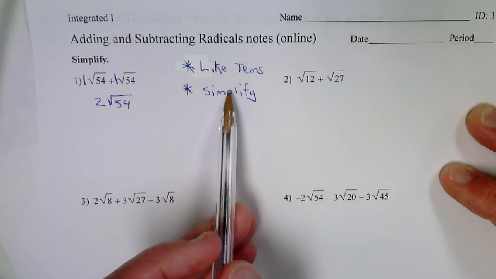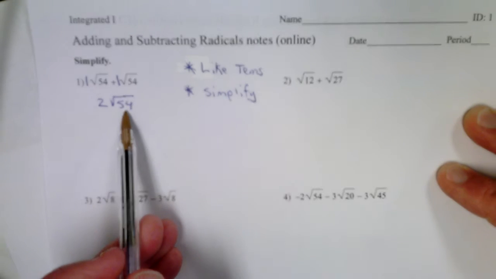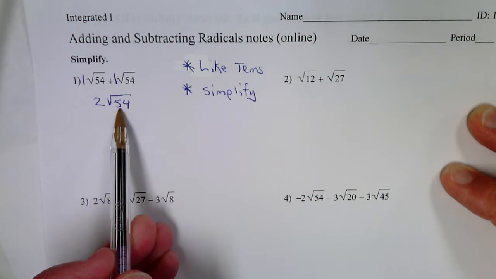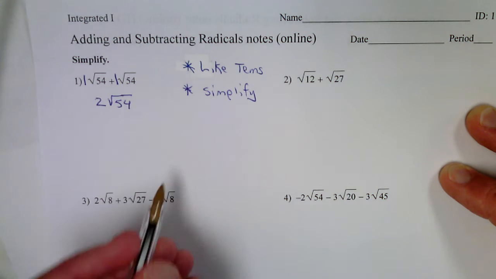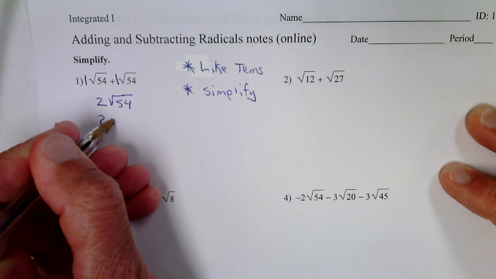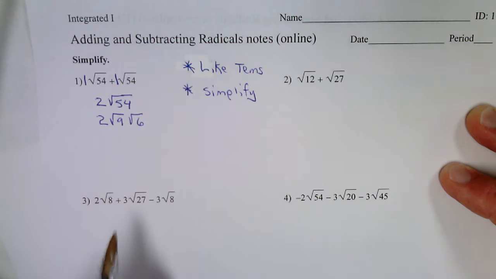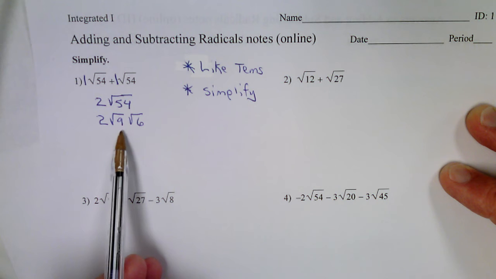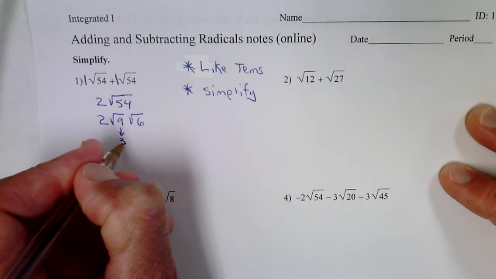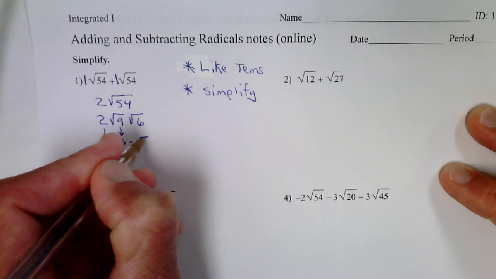Okay? Now, the second idea is simplify. We got to go back and take a look. Is there something that we can do? Can we pull a perfect square out of 54? And so the answer is yeah, we can pull out, let's see, how about a 9 and a 6? 9 times 6 is 54. 9 is a perfect square. 9 will become 3, and we still have that 2, and we still have that square root of 6.